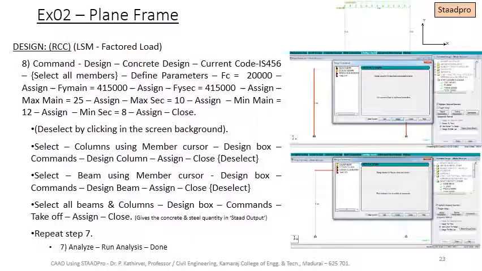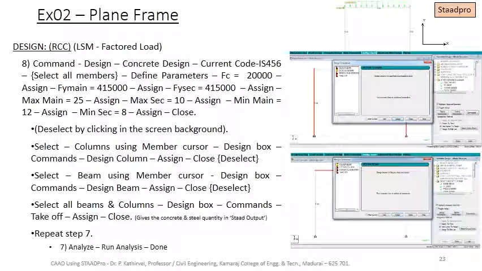To design the members of the portal frame, go to commands menu, under design, select concrete design, current code IS456. Now select all the members using the beam cursor. Go to define parameters in the right hand side design box. Select FC as 20,000 kilonewton per meter square, meaning M20 concrete. Assign. Select Fy main 415,000 kilonewton per meter square. Click assign. Fy secondary 415,000 kilonewton per meter square.